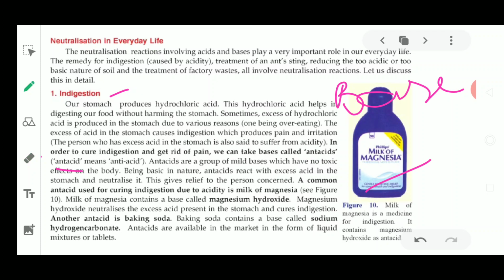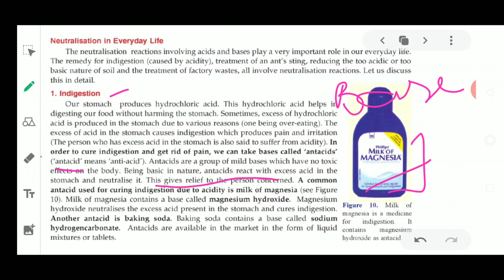You could see at the back of these bottles that one of the most important ingredients is milk of magnesia. Magnesium hydroxide is used as the antacid, which is mostly present in milk of magnesia. Magnesium hydroxide, as milk of magnesia, is going to treat the acidity of your stomach, and it is also known as an antacid. Now, being basic in nature, antacids react with the excess acid in the stomach to neutralize it. This gives relief to the person who is suffering.